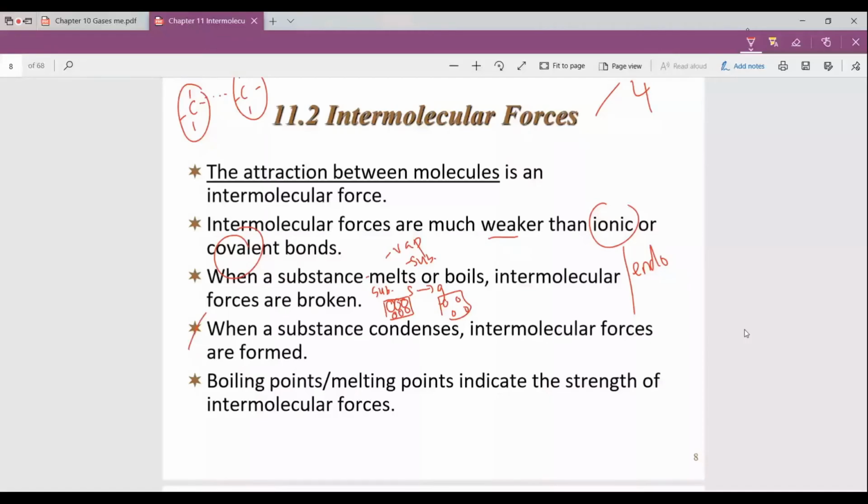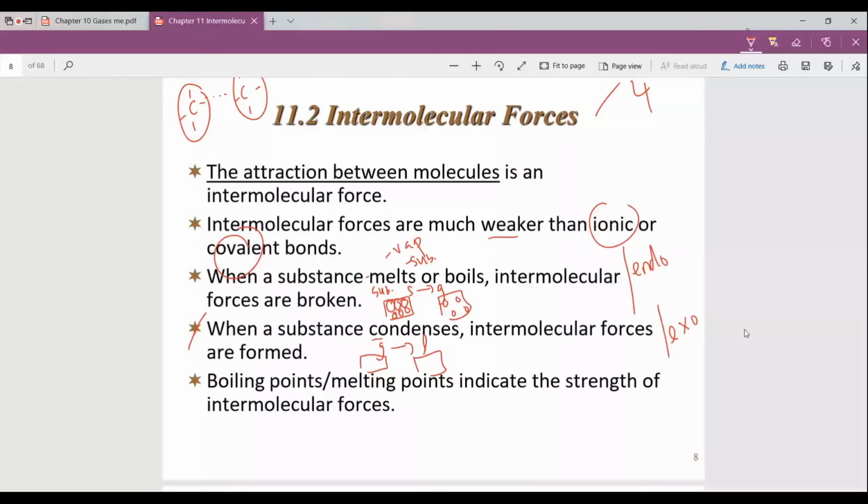Okay, when a substance condenses, that means from gas to liquid. You try to draw the molecules or structure for the states of matter, gas and liquid, and observe what happened. What you can see from these two. Condense means from gas to liquid, the intermolecular forces are formed. Means that we form a bond. Undergo exothermic, which is the enthalpy is negative.